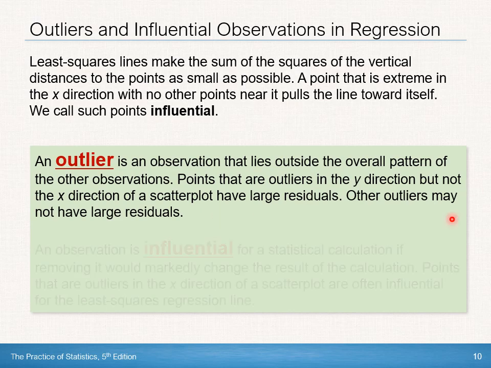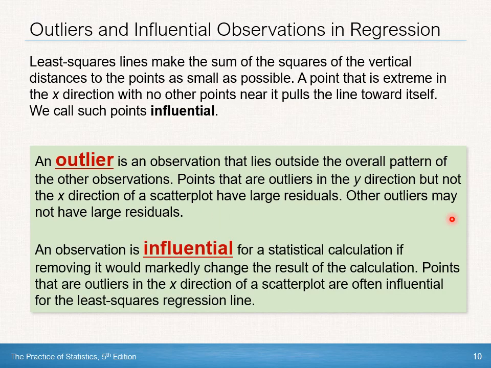All right, observation is influential. These are kind of related ideas, this outlier and influential. So an observation is influential for a statistical calculation if removing it markedly changes the results of the calculation. So points that are outliers in the x direction of a scatter plot are often influential for the least squares regression line. Okay, so let's look at a sort of simpler example.